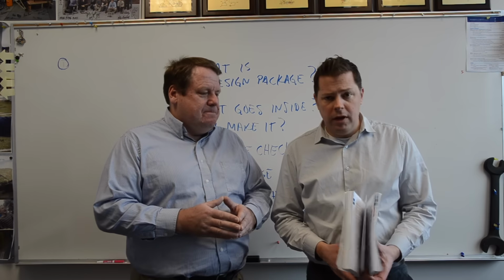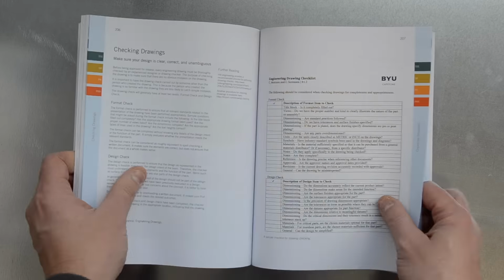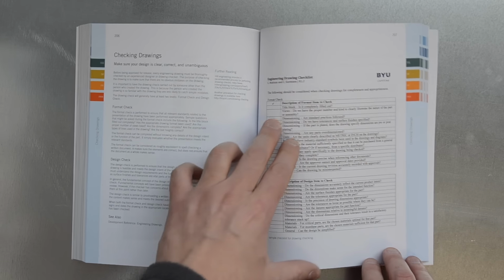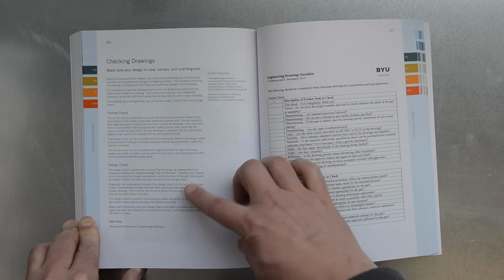Another thing that will help in checking your design package is to use the checking drawings section of the development reference section of the book. This has a lot of good tips that will help you through the process.